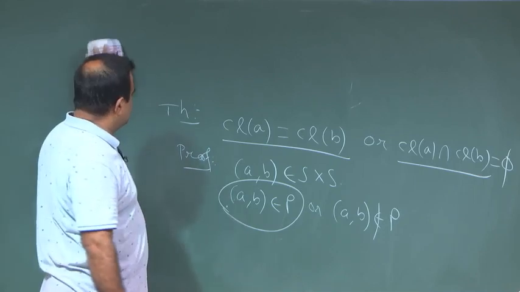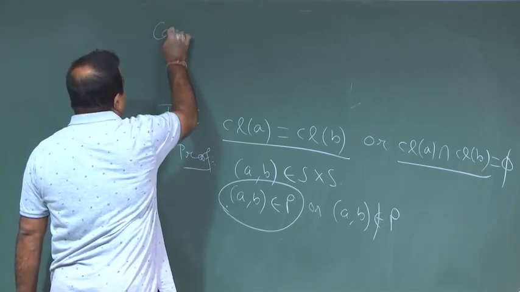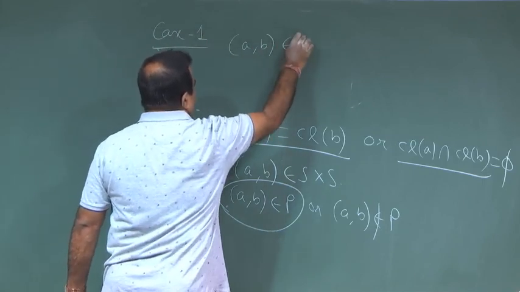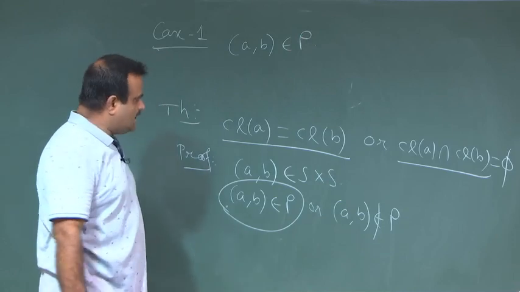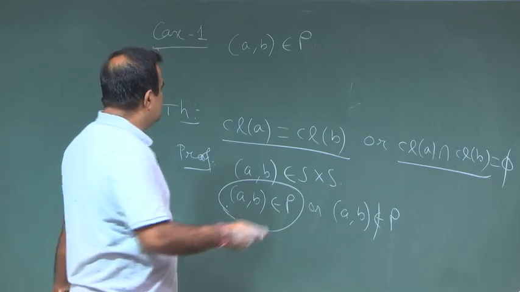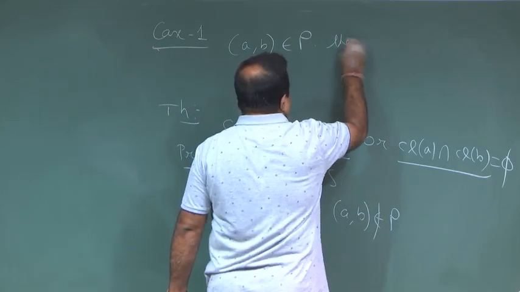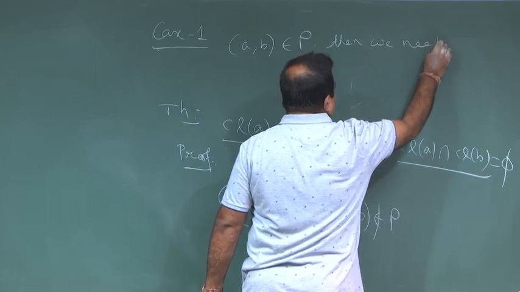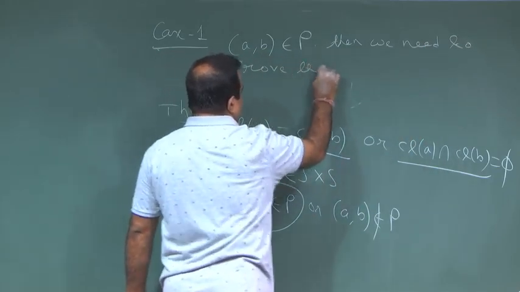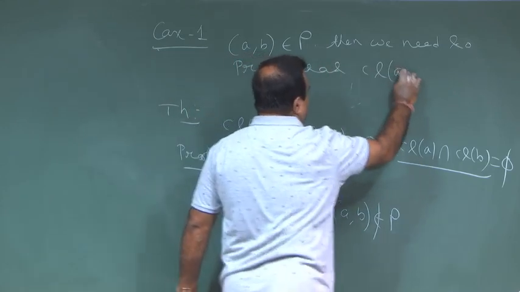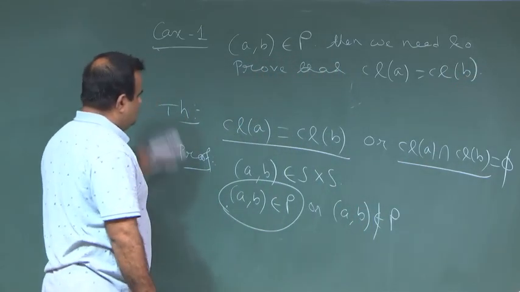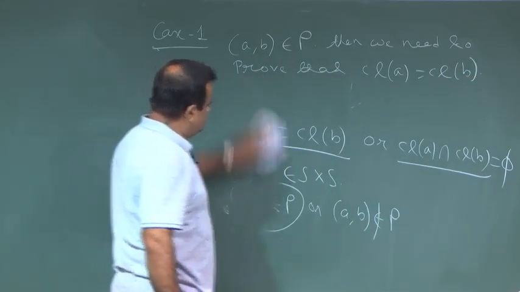Let us prove the first one. Case 1: if (a, b) belongs to rho, then our claim is their class is the same, that is, class of a is basically the same as class of b. Then we need to prove that class of a is basically class of b. So, how to prove this?